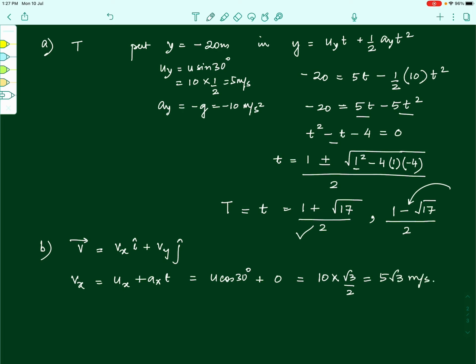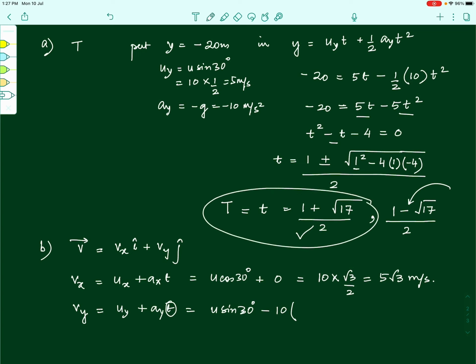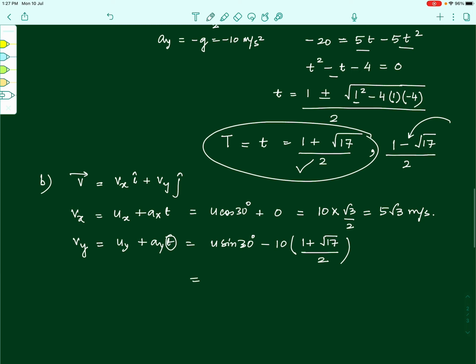Whereas the velocity along the y axis will be uy plus ay into t, that is u sin 30 minus g, that is 10 times. Now, in what time are we supposed to find out this velocity? At the final time. So, we substitute this value of t over here. So, it will be 1 plus root 17 divided by 2, right. We can simplify this now. u is 10, sin 30 is 1 by 2 minus, see that we will have some values cancelled out over here. So, we will have 5 into 1 plus root 17. This is also a 5.